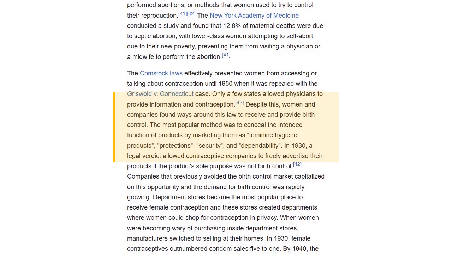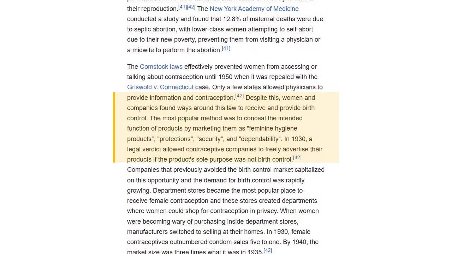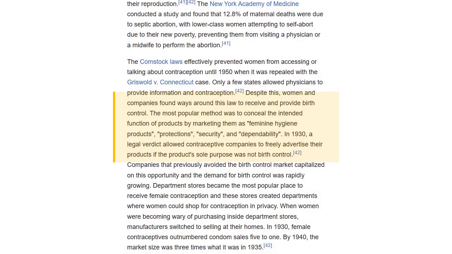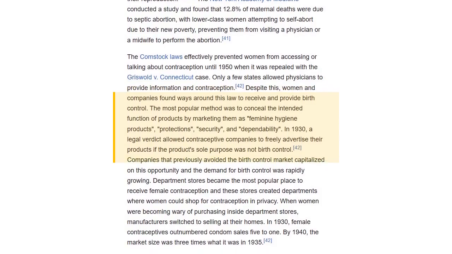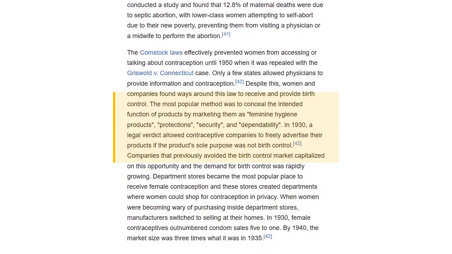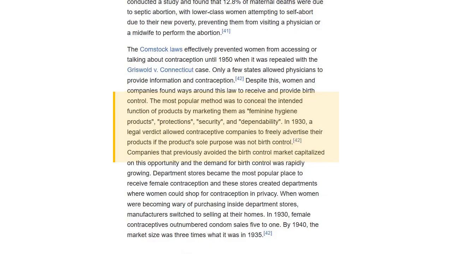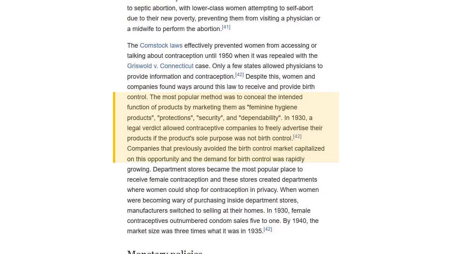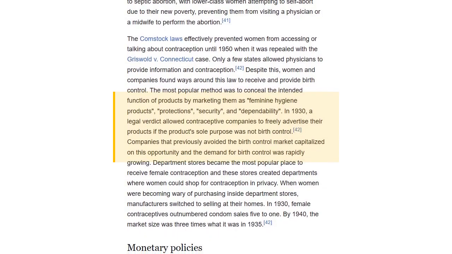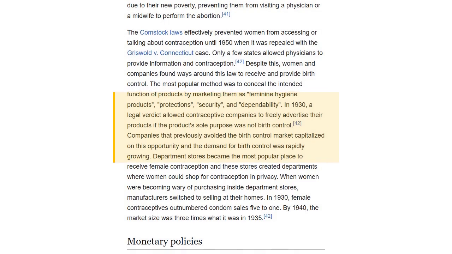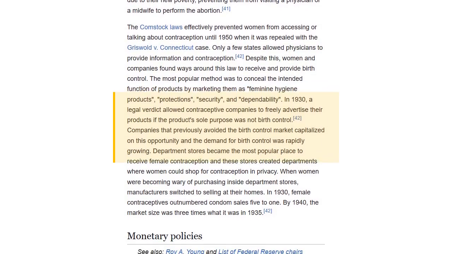The most popular method was to conceal the intended function of products by marketing them as feminine hygiene products, protections, security, and dependability. In 1930, a legal verdict allowed contraceptive companies to freely advertise their products if the product's sole purpose was not birth control.